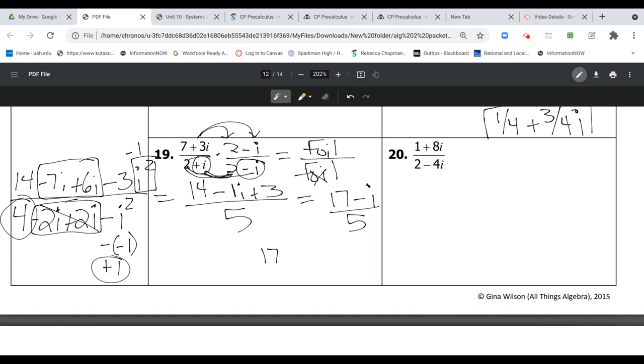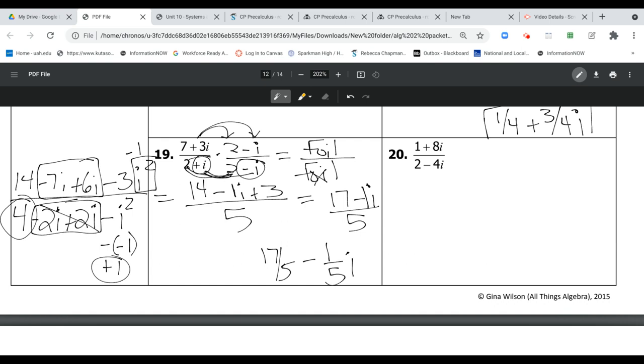When I split that, I get 17 over 5 minus 1 over 5i. There's an understood 1 right there, so your numerator would stay 1. You can't reduce 17 over 5, so we're just going to leave it at 17 over 5.